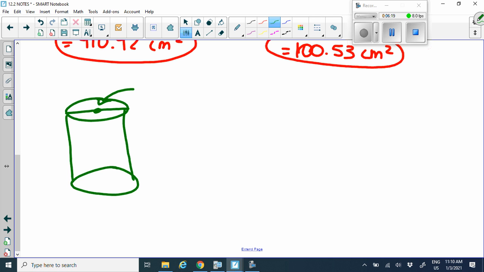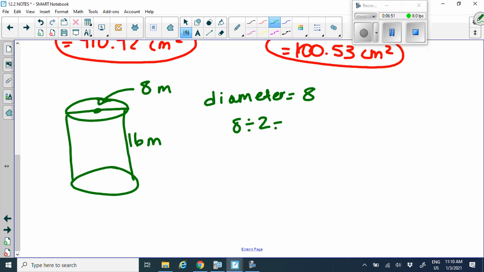Remember the diameter actually goes from one end point of the circle through the center to the other end point. Okay, so let's say this is 8 meters and this was 16 meters. If they give you the diameter, what you have to do is actually take that diameter and divide it by 2 to get your radius, okay? So here, diameter is equal to 8. So in order to get our radius, we will have to do 8 divided by 2, which gives us 4, and that's going to be our radius.